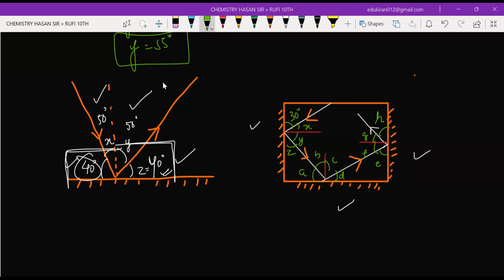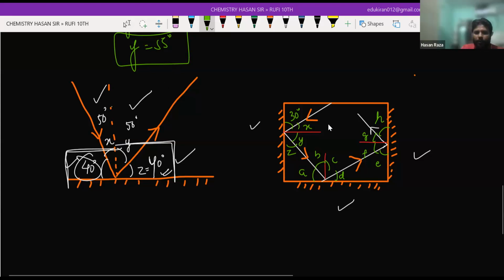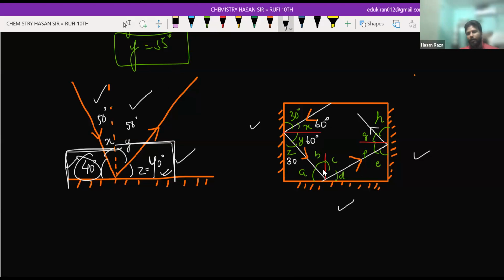Okay, so X and Y will be 60 degree and Z will be equal to 30 degree. Very good. So X will be equal to 60 degree, Y will be equal to 60 degree, right? And Z will be equal to 30 degree. Now, can you tell me what is A, B, C, D? A will be equal to what? 30? No, it will not be equal to 30.